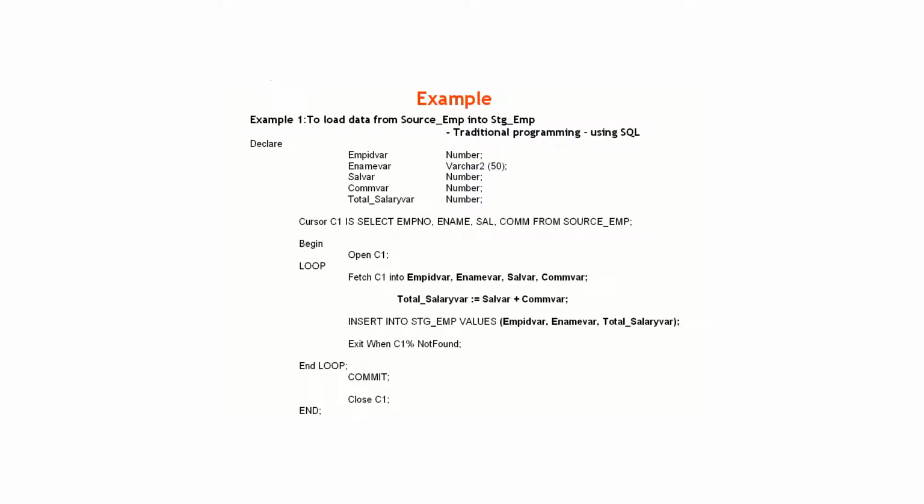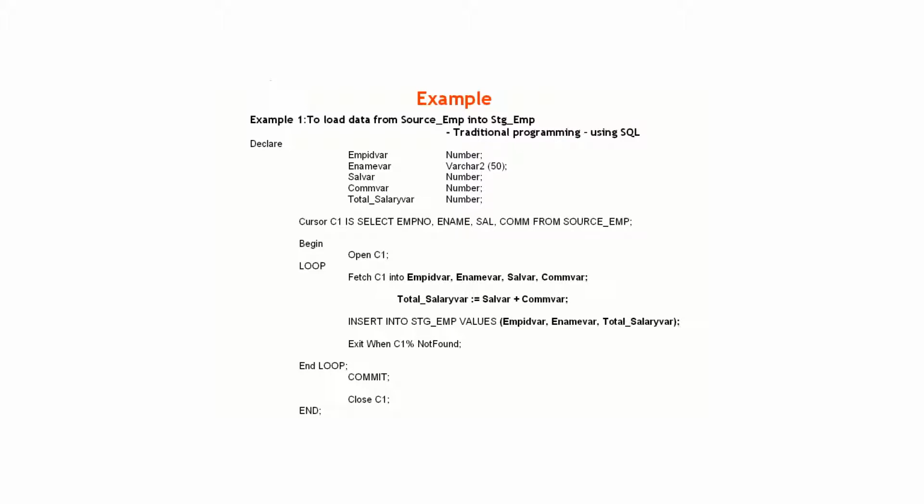You would have declared the variables, you would have declared a cursor selecting the data from the source_EMP table, then calculating total salary, which is salary plus commission, because you want to load the data into the STG_EMP table, which needs employee ID, employee name, and total salary. The data coming from the source_EMP table has the employee number, ename, sal, and commission. But for each employee, we need to calculate salary plus commission.